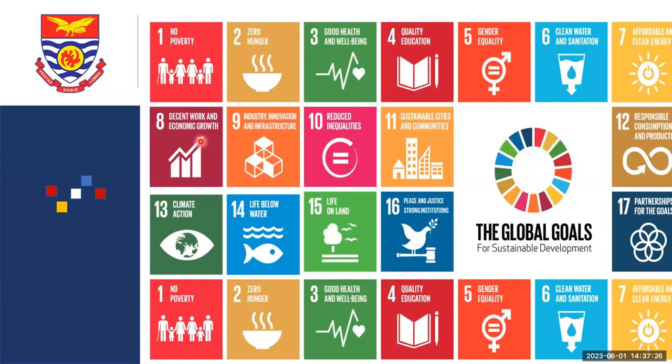The SDG10 on the screen is about reduced inequalities. By ensuring equal access to digital tools, devices, and internet connectivity, technology adoption can bridge the gap between rural and urban areas, reducing the disparities in access to quality education. And so efforts can be made to reach marginalized communities, such as those in remote areas or low income backgrounds, and provide them with equal opportunities for digital learning.